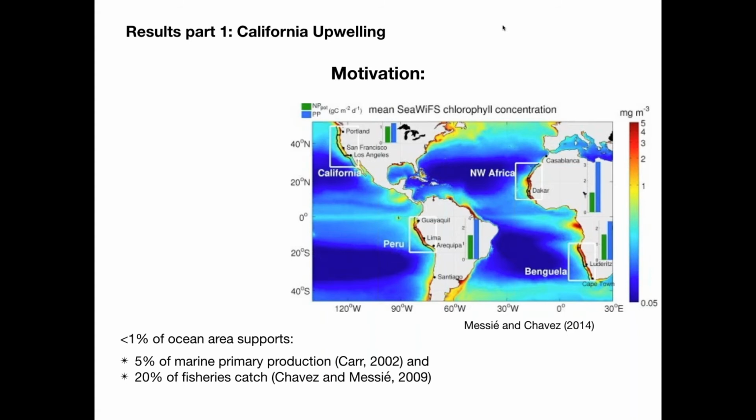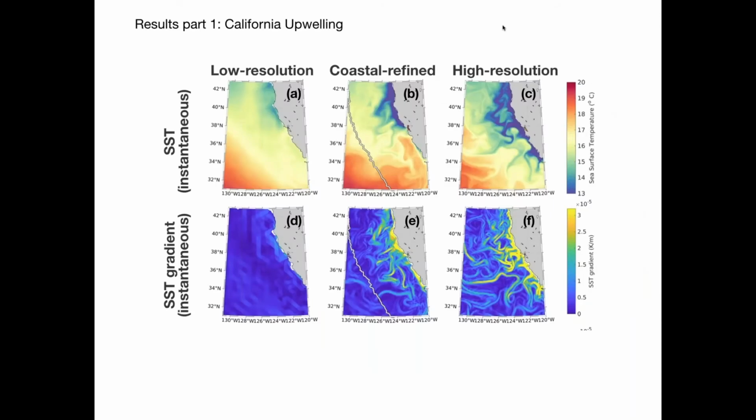And so here's a look at upwelling off of California. So the top row is sea surface temperature, and I also showed the sea surface temperature gradient in order to highlight these filaments. And so in any low resolution model, you're not going to get realistic cold upwelled filaments, but we've seen that in the coastal refined model, we have very good agreement to the types of structures you see at high resolution.